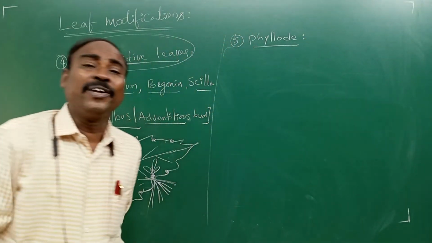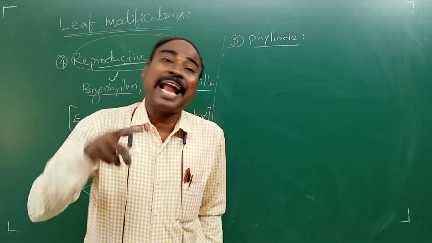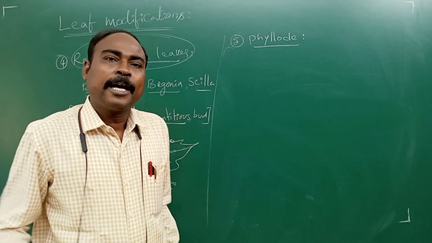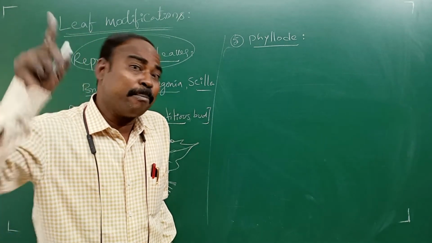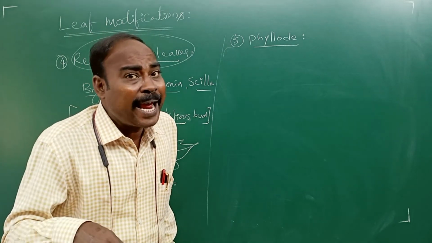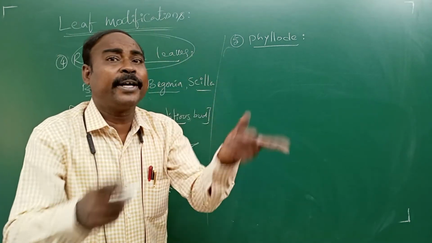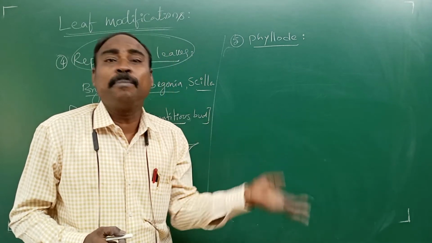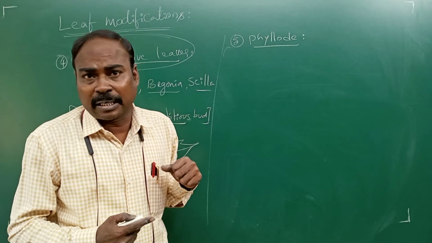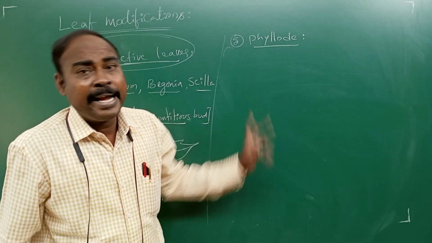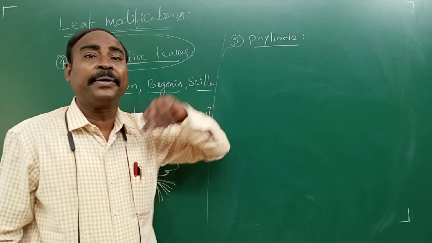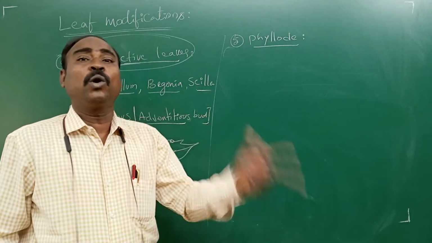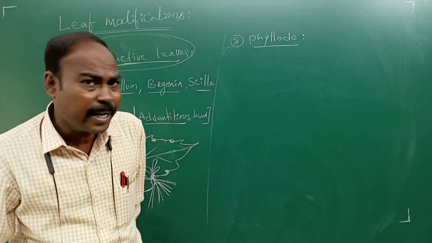We already know about phylloclade and cladode also. But phylloclade is a stem modification. Cladophyll is also a stem modification. In phylloclade, the total stem is modified into a leaf-like structure. In cladophyll, a part of the stem is modified into a photosynthetic organ. But here, the leaf part becomes modified into a photosynthetic organ. Instead of the leaf lamina, the petiole gets modified into a photosynthetic organ here.